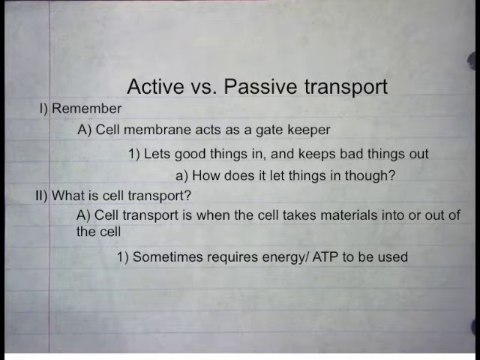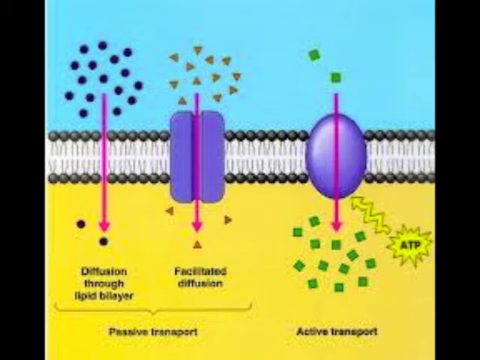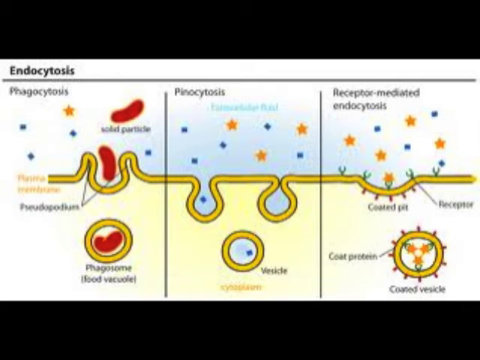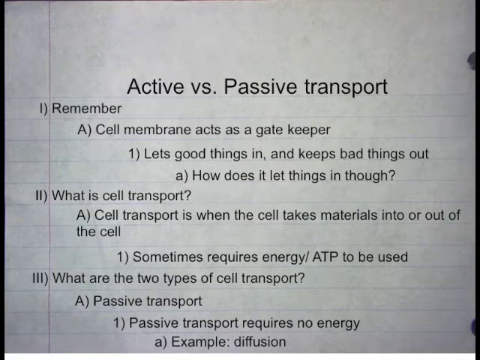Cell transport. Cell transport is when a cell takes materials in and out of the cell, and sometimes requires ATP. If we look at this example here, we see that some molecules can go through the membrane with no problem, whereas some require ATP. The ones that require ATP, or cell energy, are known as active transport. What are the two types of cell transport?